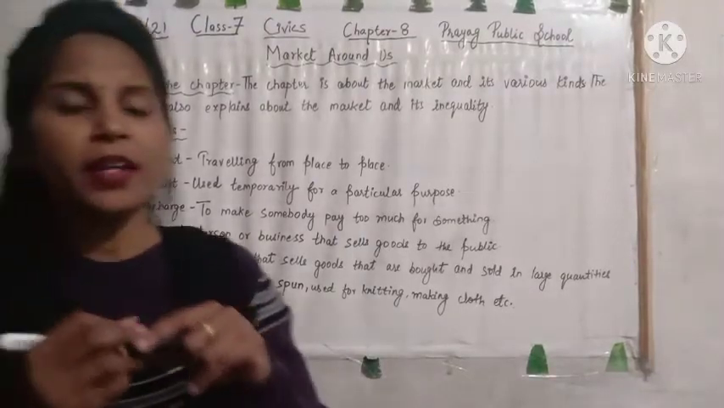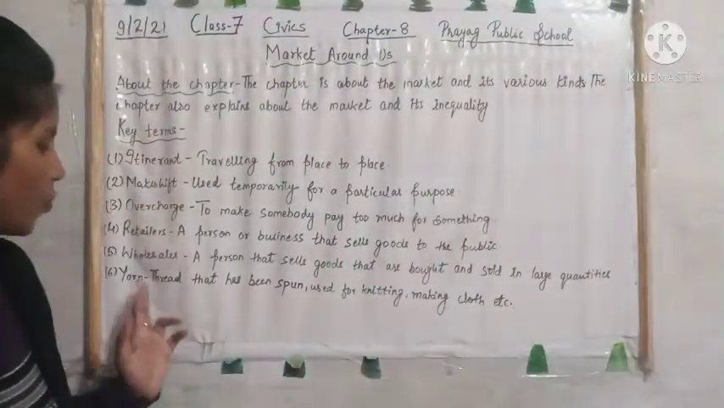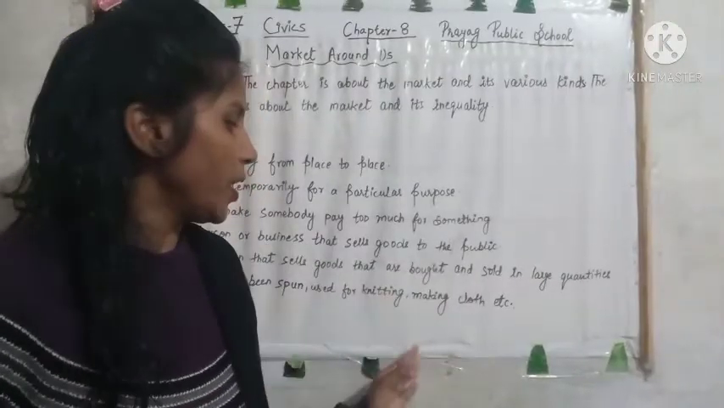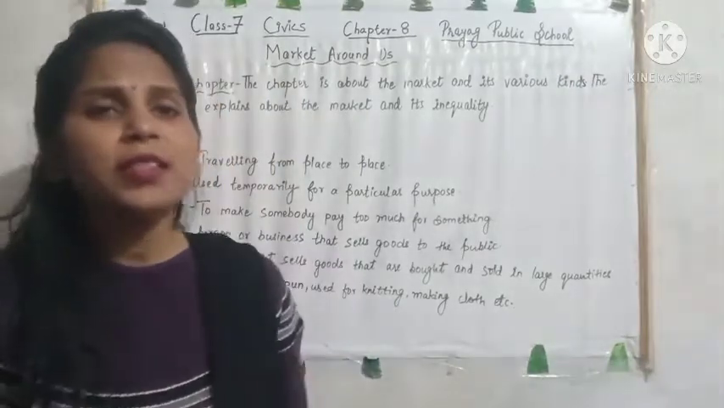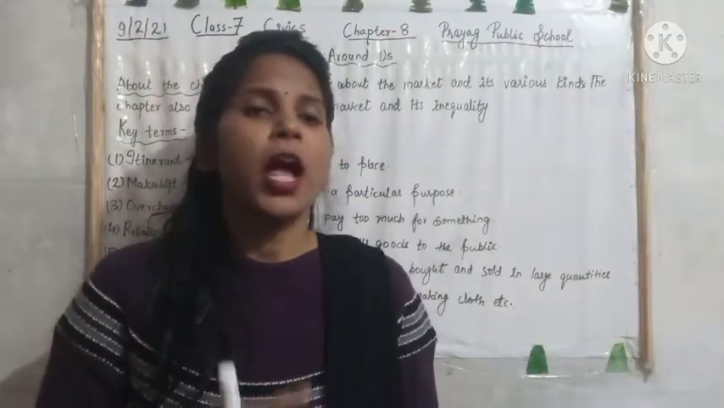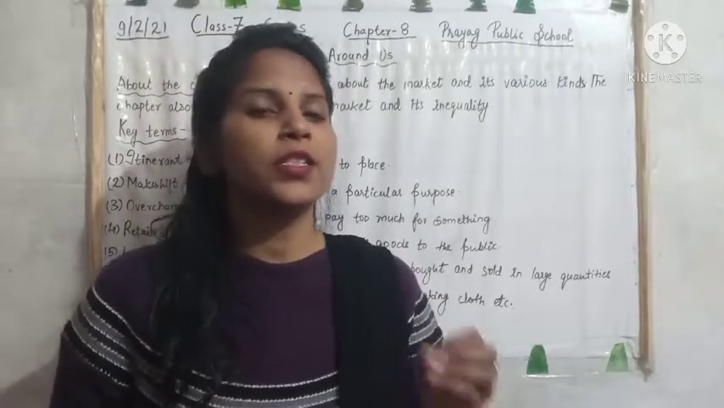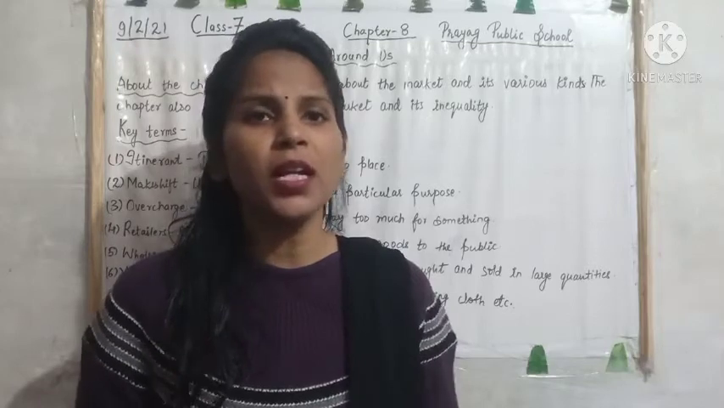Then the next one is yarn. What do you mean by yarn? Yarn means ki dhaga. It's a thread that has been spun, used for knitting or making cloth. So yarn is a thread that is used for knitting, या तो बुनाई के लिए use कर सकते हैं, or for making cloth. So what is yarn? Yarn is a thread that is used for spinning or making cloth.